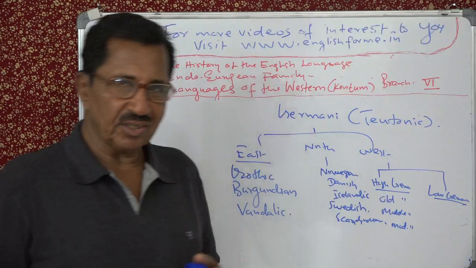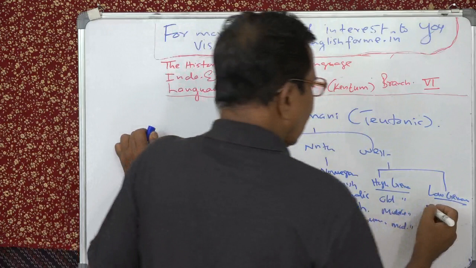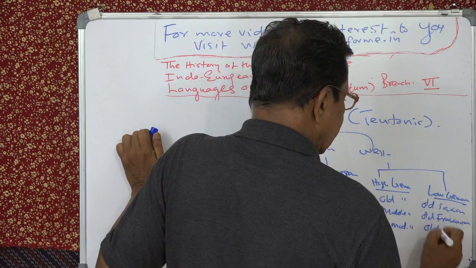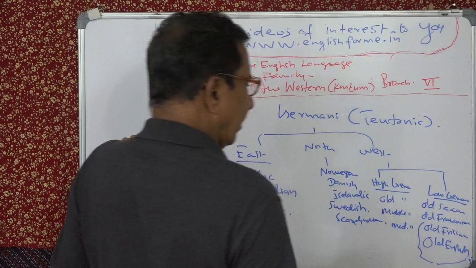And then you have Low German: Old Saxon, Old Franconian, Old Frisian, and Old English. So here you go. Together it is called Anglo-Frisian.